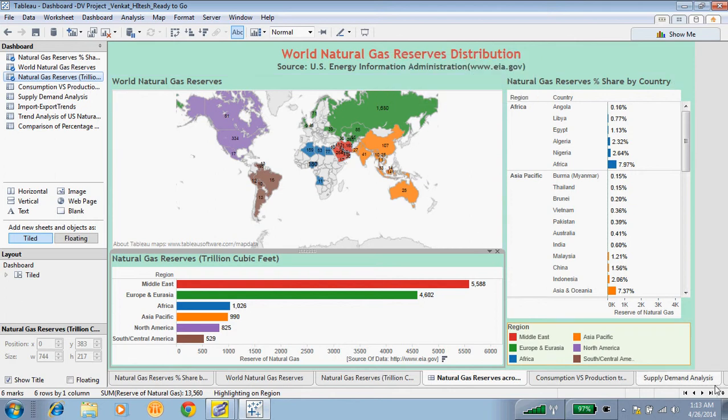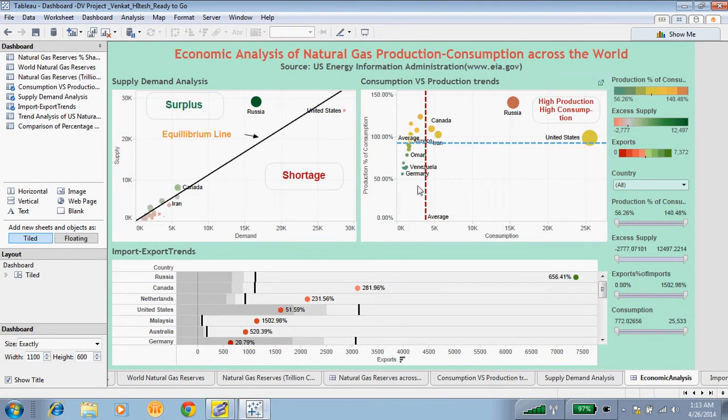And going to the next dashboard on the economic analysis of natural gas production and consumption. Here we have used three different visualizations. First one we have used trend lines, second we have used spark lines, and here we have used a scatter plot.